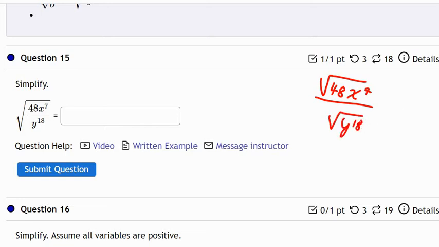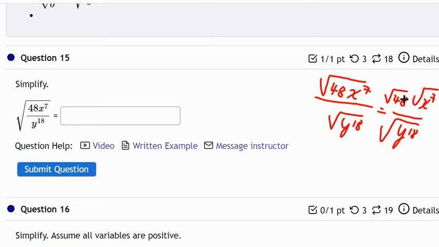Then we're going to break up the square root of 48 x to the 7th into two radicals using the product property. So that's going to be the square root of 48 times the square root of x to the 7th, and the y to the 18th is just going to stay the square root of y to the 18th. Then I'm going to break this up now.